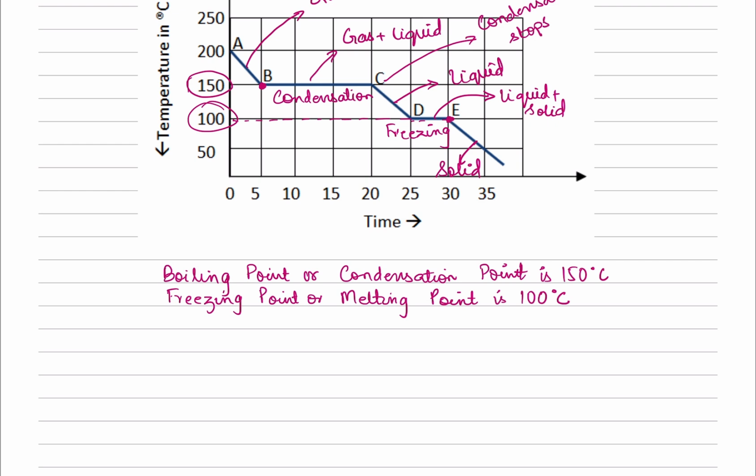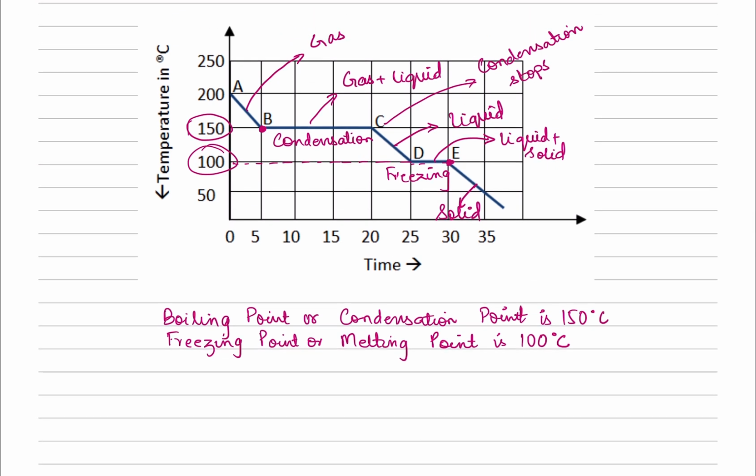They can ask you what state is existing at what phase in this diagram. They can ask you the melting point, condensation point, boiling point, freezing point. They can ask you anything, and they can even ask you to sketch the curve when they give you the data. So this is how we're going to analyze a heating and a cooling curve.